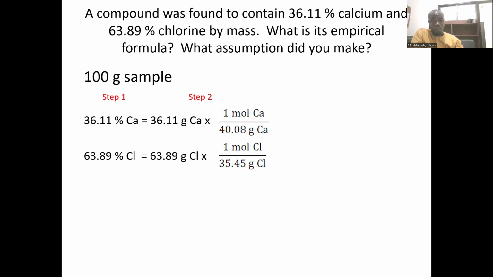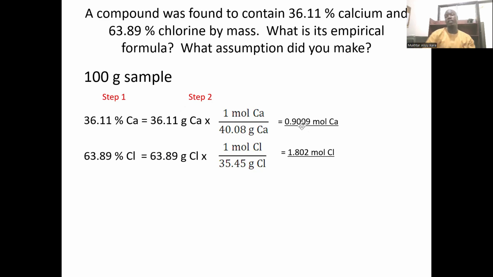So after you do that, you are now going to get the moles. So we have 0.900 mole of calcium, then we have 1.802 mole of chlorine. So between the calcium and the chlorine, which one has the lowest mole? It is calcium, because the mole here is 0.90.